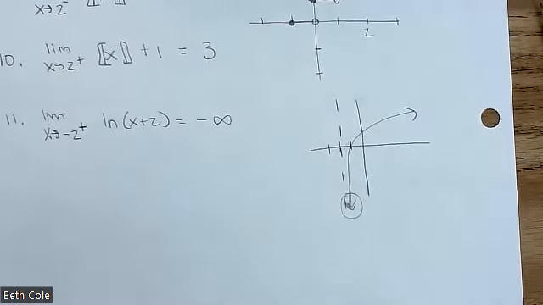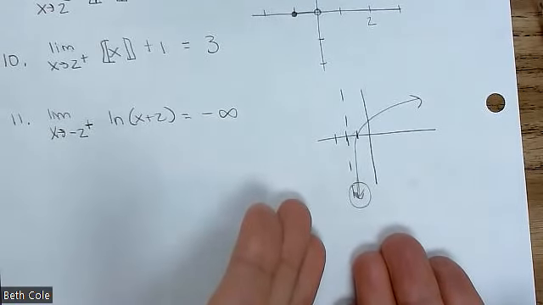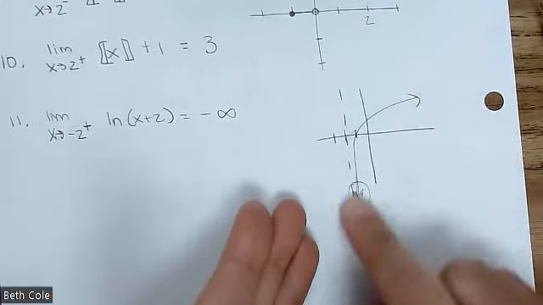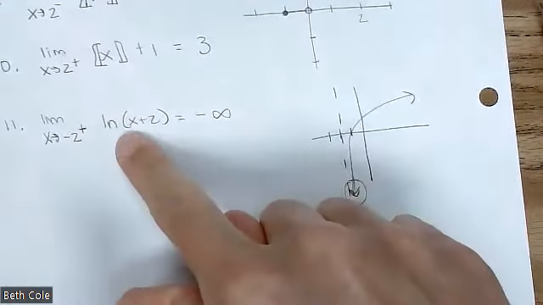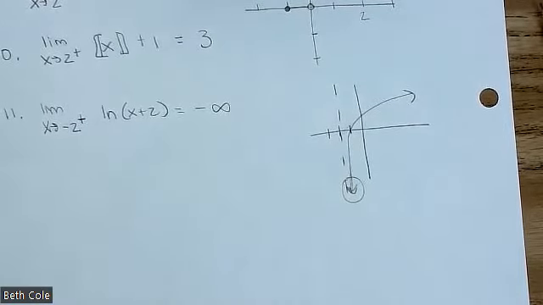Here's the takeaway. If you get a limit that involves an ln and you can't figure it out, are you listening? Yes. And you just have to guess -infinity. It's the only interesting part of the graph. It's a pretty boring graph, right? So if you get an ln and you can't figure it out, you just have to guess -infinity because that's probably the answer. Okay?